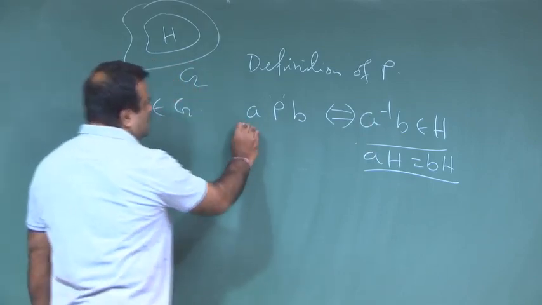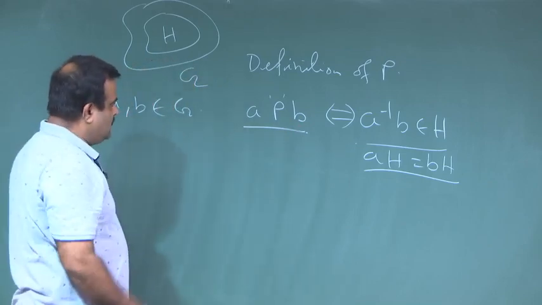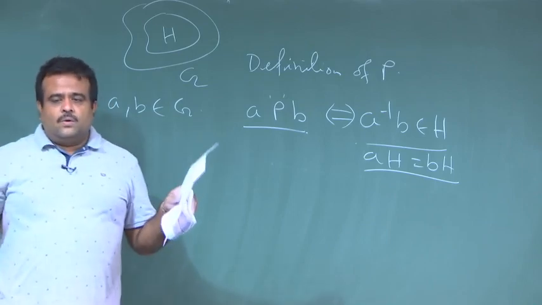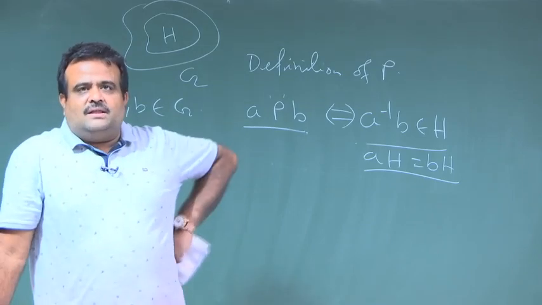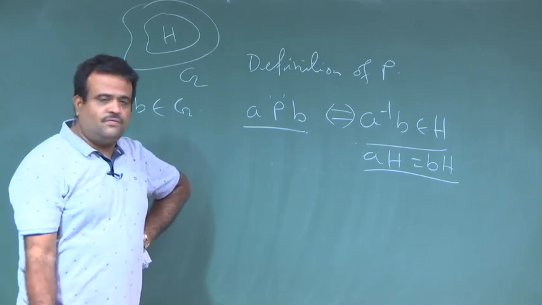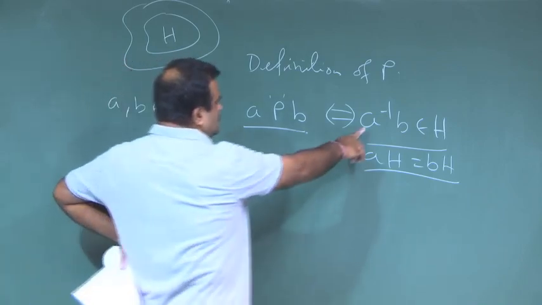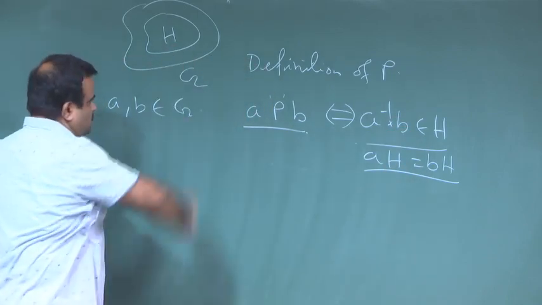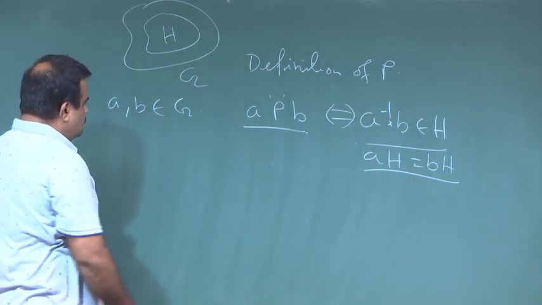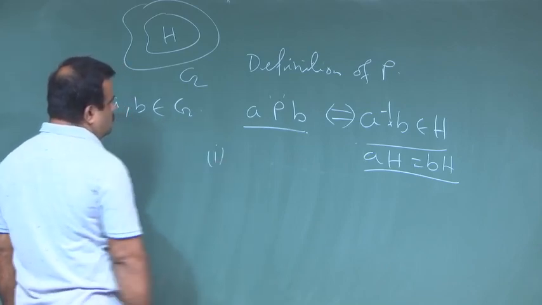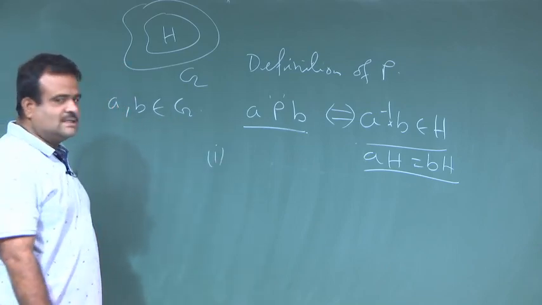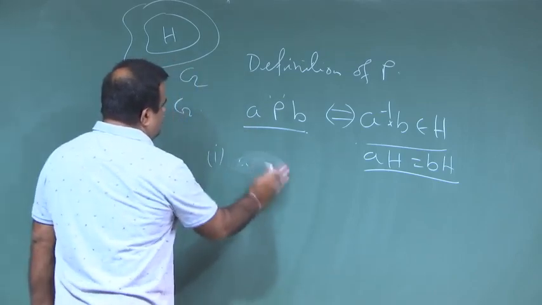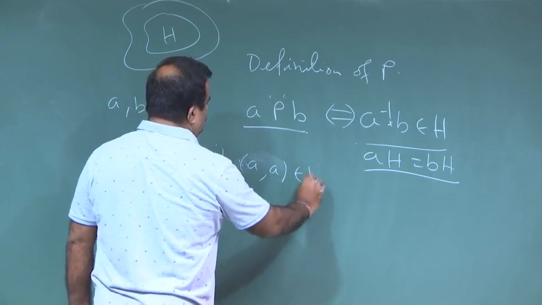But anyway, this is an equivalence relation. So, this rho: we take two elements, and they will be related under the relation rho if A inverse star B belongs to H, where H is a subgroup of G. Okay, now we will show this is an equivalence relation. For that we need to show reflexivity. Reflexive means A rho A, that means (A, A) belongs to rho.